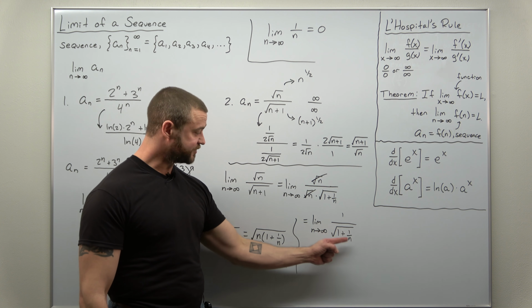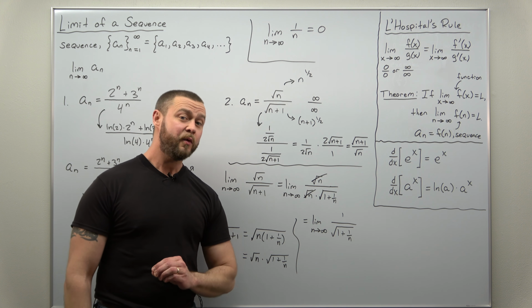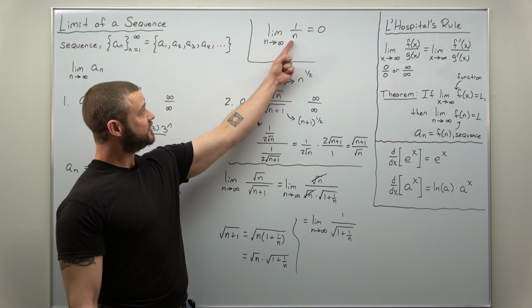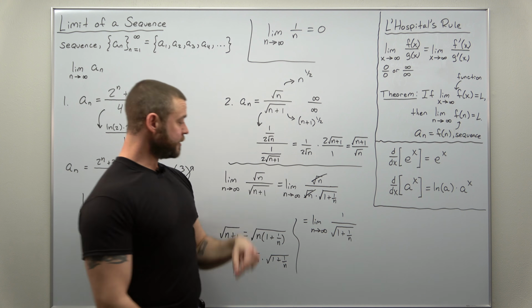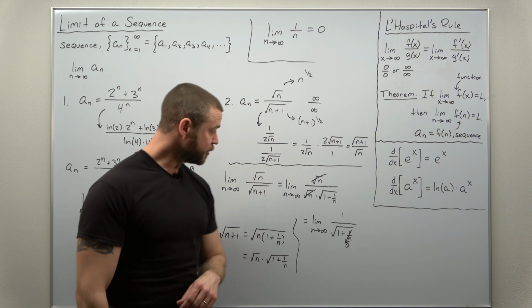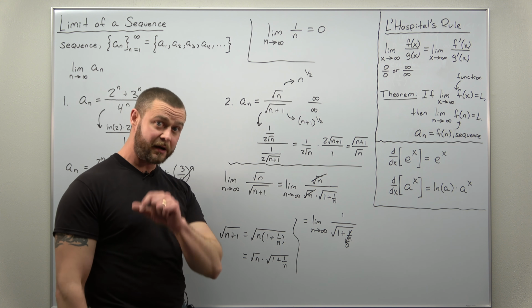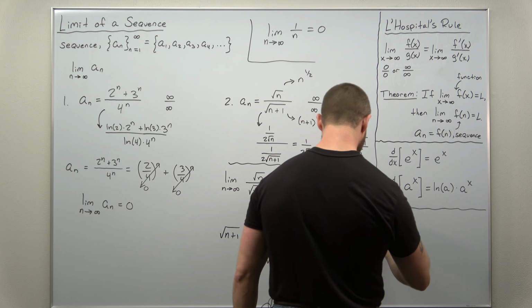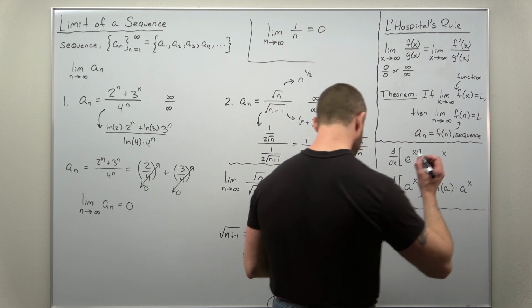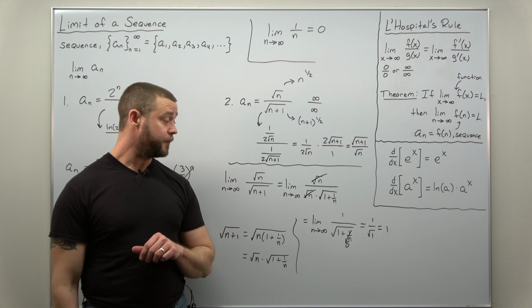Now we have our reciprocal that is in the square root in the denominator. As n goes to infinity, 1 over n is going to approach 0. And notice what we're left with. The numerator remains constant as 1. We basically get 1 over square root of 1. And that all just simplifies to 1.